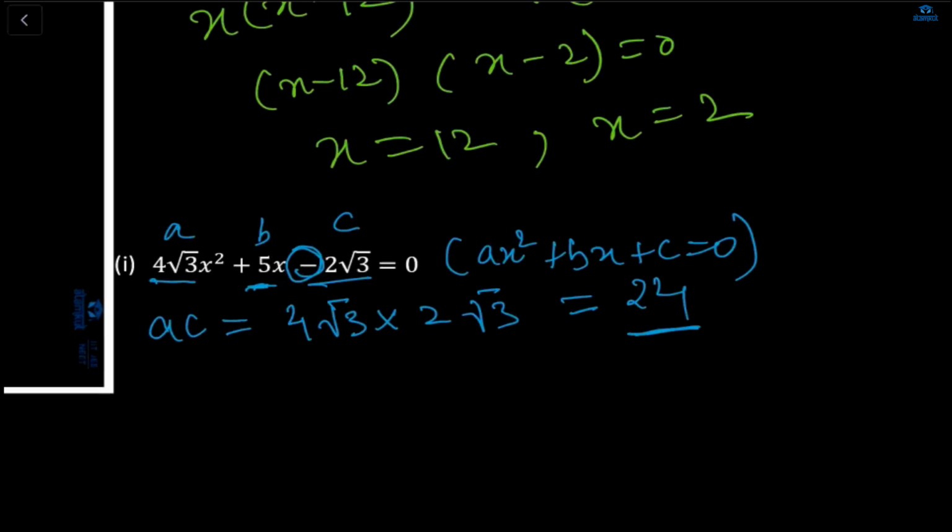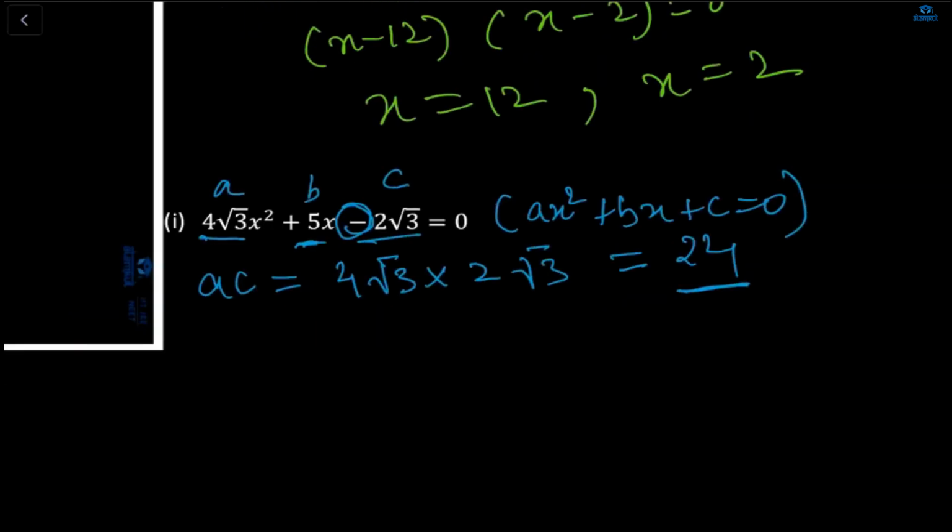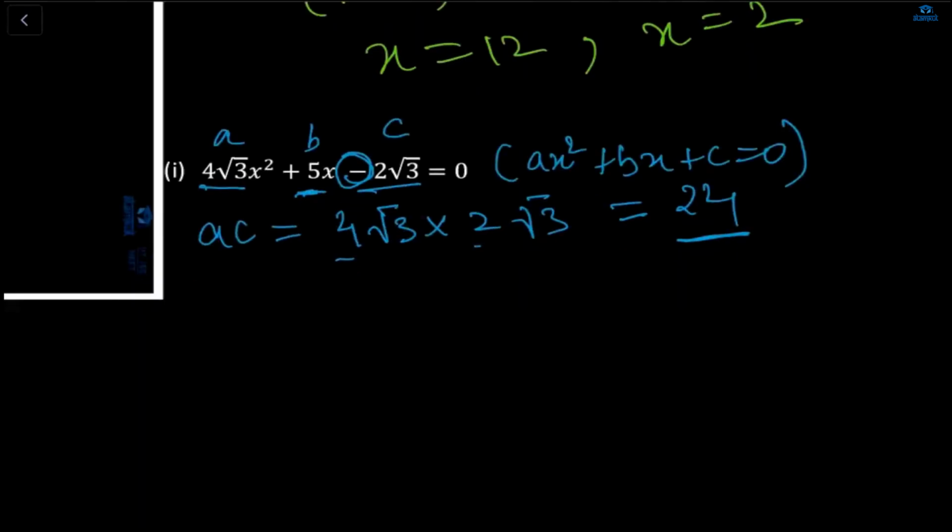Okay, so when we are multiplying, the a value is 4 root 3 multiplied by c value 2 root 3. After multiplying, see 4 times 2 is 8, and root 3 times root 3 gives you 3. So what will it be? 8 multiplied by 3 will give you 24. Okay, any doubt in here? Okay, so it will be 24. Now we have to factorize it.